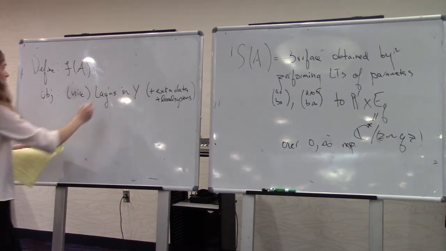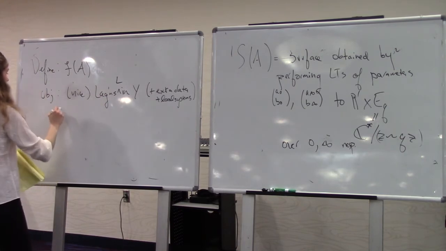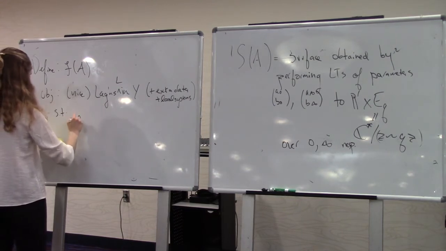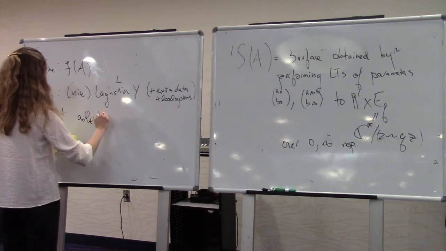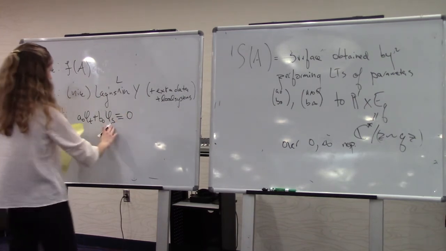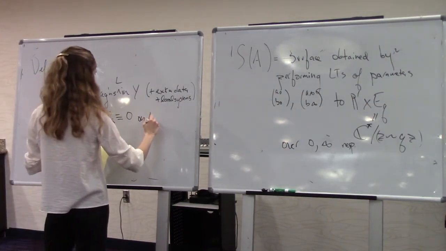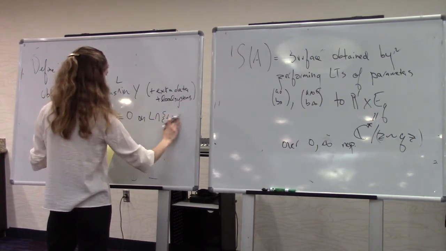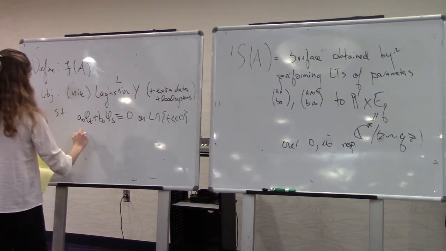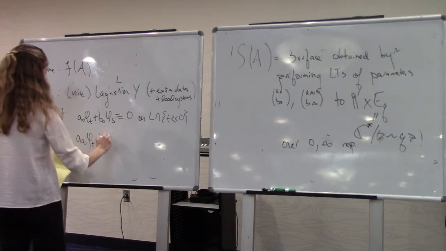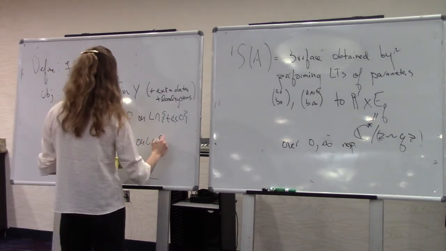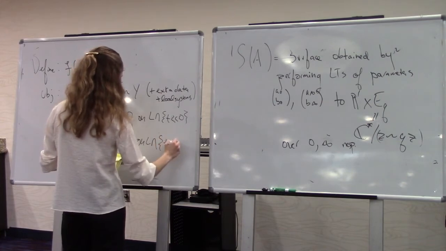So nice Lagrangians L such that A naught phi t plus B naught phi s, this function, vanishes identically on L intersect, say, t much less than 0, and then A infinity phi t plus B infinity phi s is equal to 0 on L intersect the other end, so t much greater than 0.